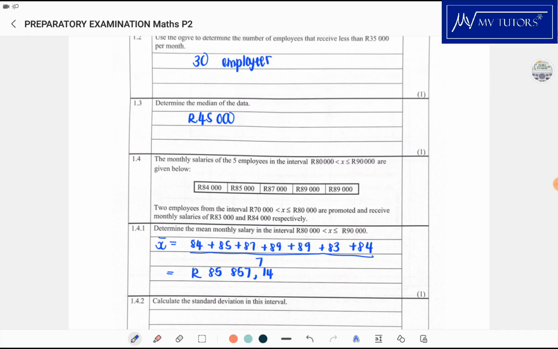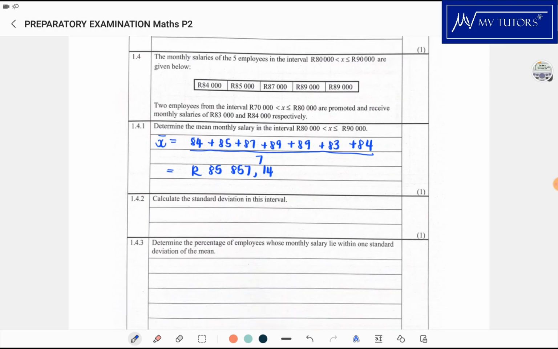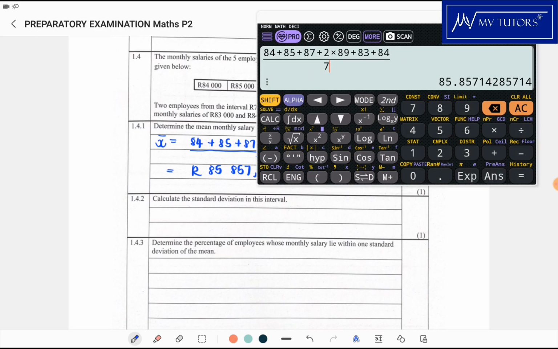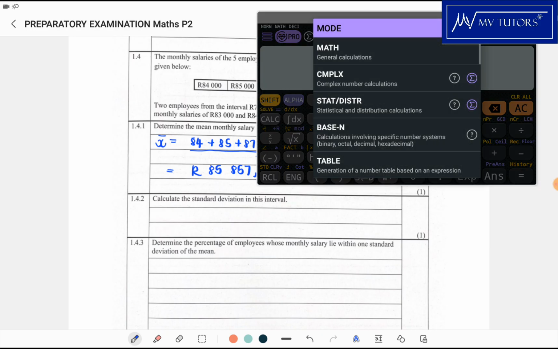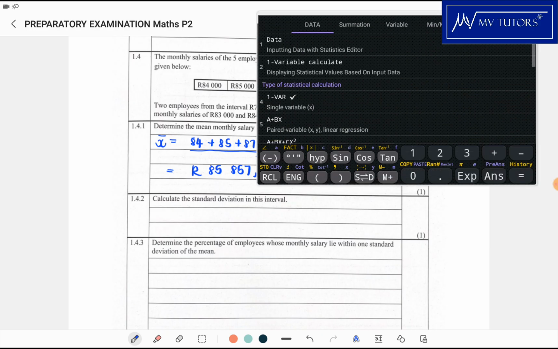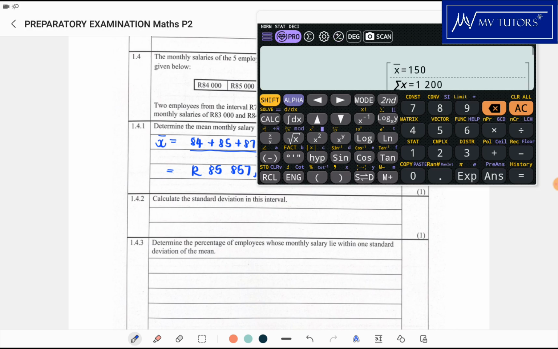Okay. And now it says calculate the standard deviation in this interval. All right, I'm going to have to use the statistics mode. Shift mode? So let's go to stat. Or mode rather, not shift. So stat. And there's one variable. It's not bivariate. Okay, I need to put in the data, single variable.